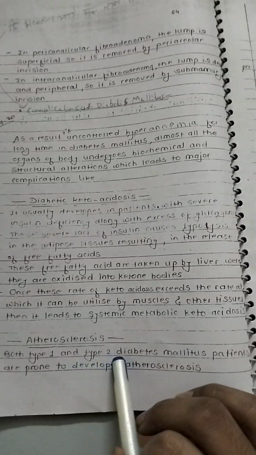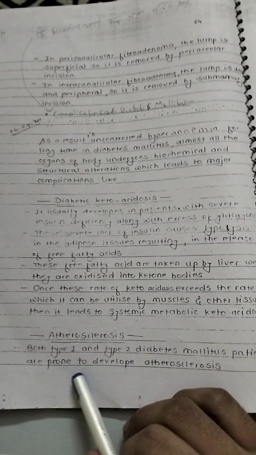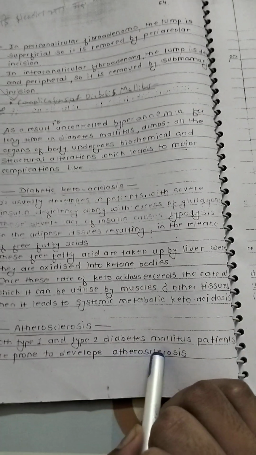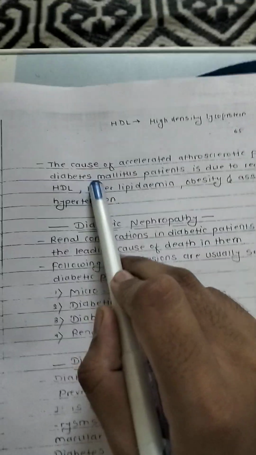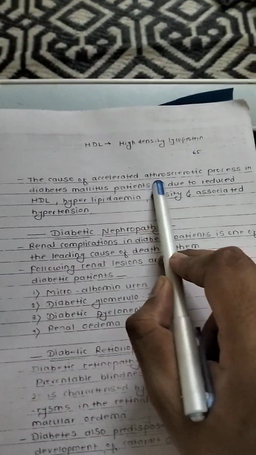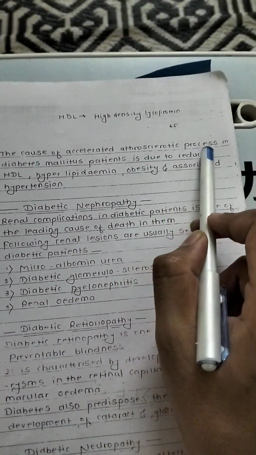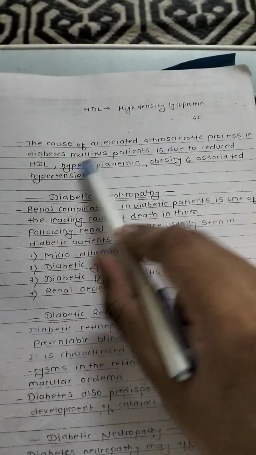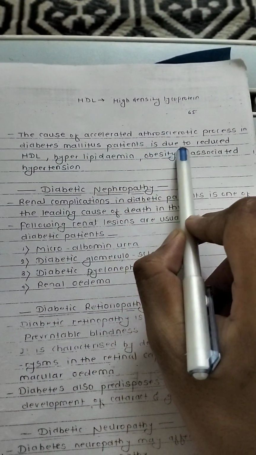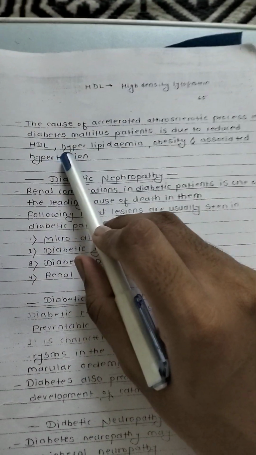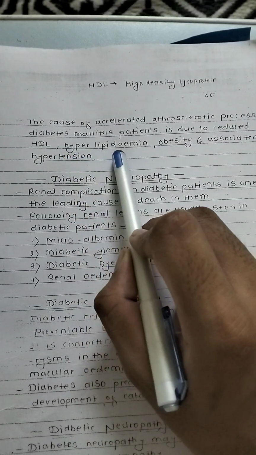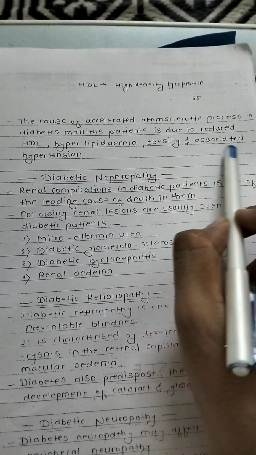Atherosclerosis. Both type 1 and type 2 diabetes mellitus patients are prone to develop atherosclerosis. The cause of the accelerated atherosclerotic process in diabetes mellitus patients is reduced HDL, hyperlipidemia, and obesity associated hypertension.